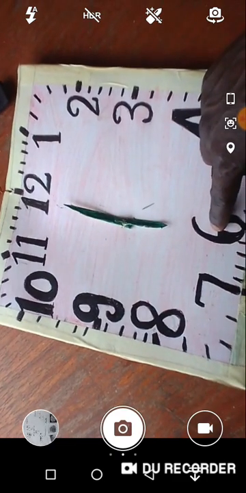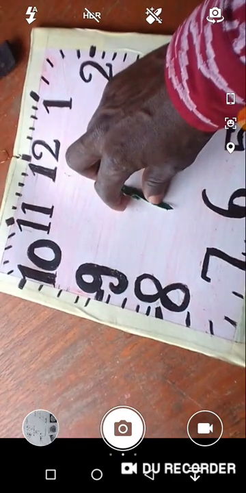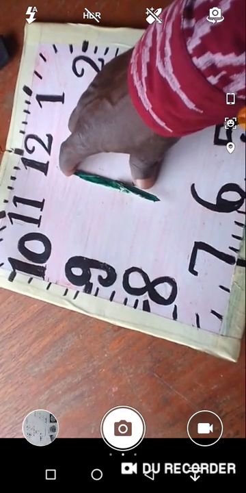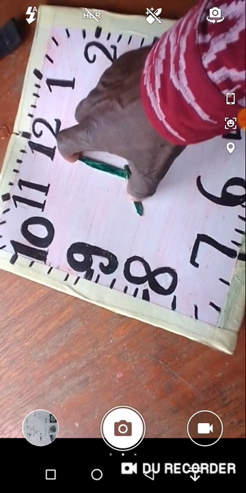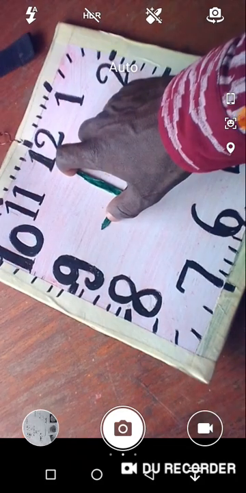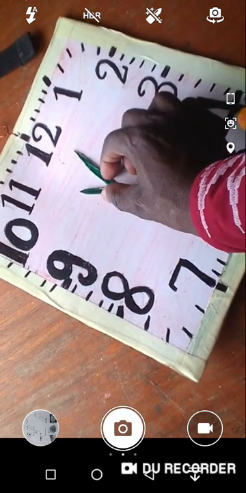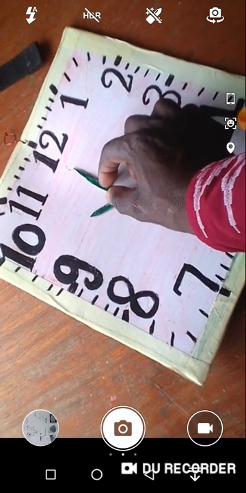This is 6 o'clock. 7 o'clock, it will be pointing at 7, while this one is still at 12. 8 o'clock, it will be pointing at 8. You see, 9 o'clock, it will be pointing like this. 11 o'clock, it will be pointing at 11. 10, it will be pointing at 10.